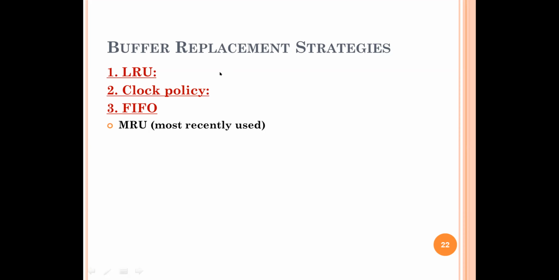The next concept is buffer replacement strategies. So we have different types of buffer replacement strategies. First one is called LRU. What is LRU? You studied operating system in your previous semesters. Second one is called clock policy. Third one is FIFO. What is FIFO?